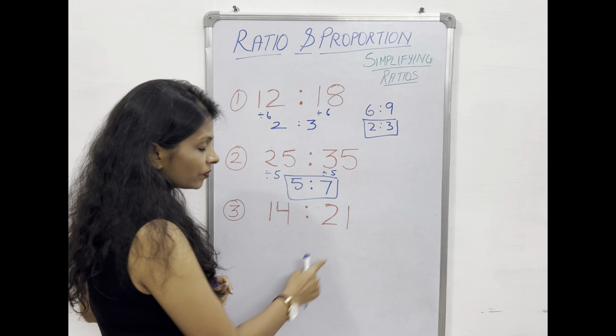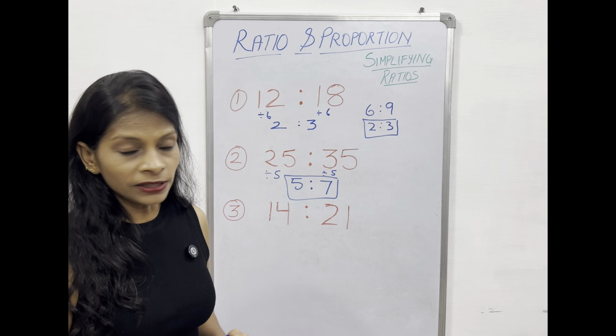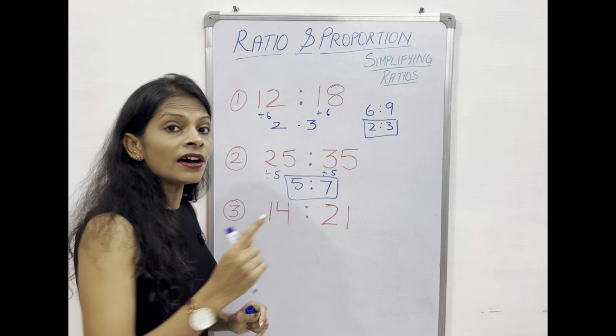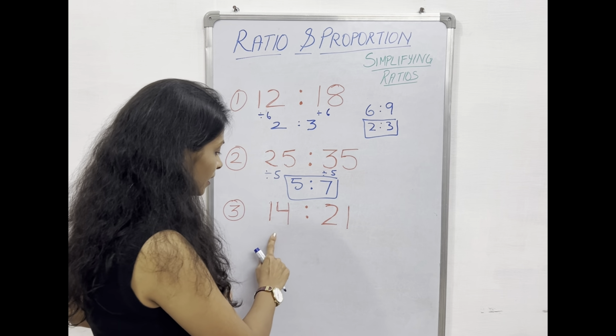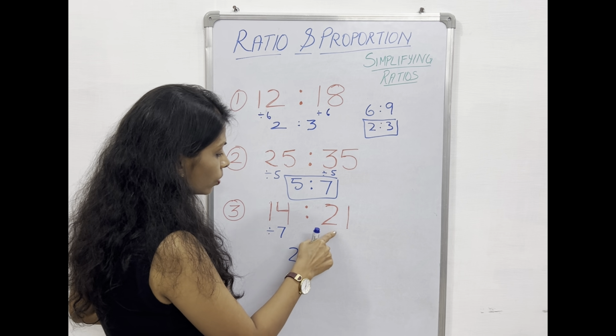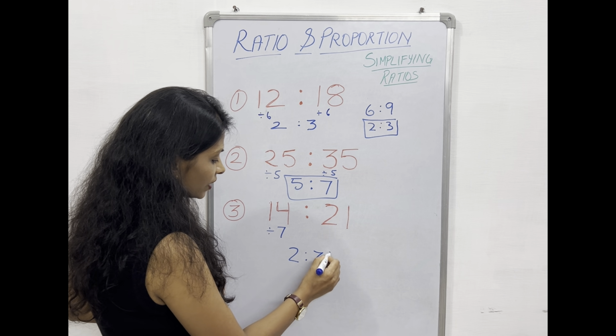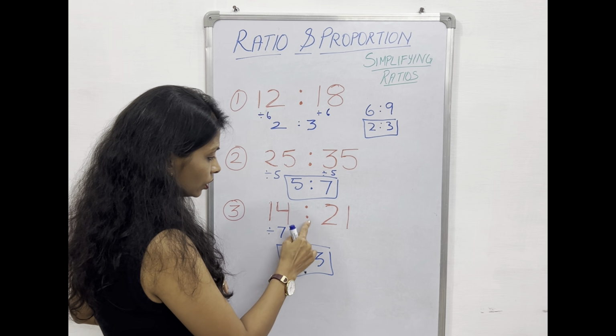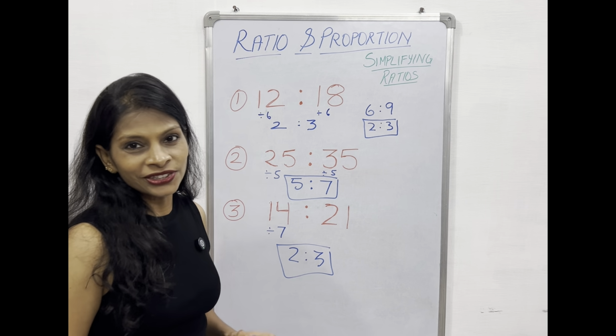14 is to 21. Now if you know the 7 times table, then 14 and 21 are multiples of 7. And 14 divided by 7, I get a 2. 21 divided by 7, I get a 3. Hence the simplified ratio of 14 is to 21 is 2 is to 3.